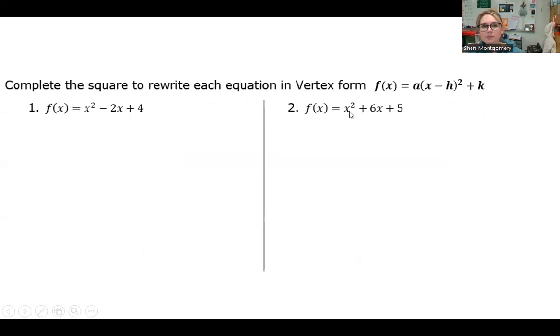So our first two examples, it says complete the square, complete the square. That is how we're going to go from standard to vertex form. We learned how to complete the square to solve quadratics. Today, we're going to complete the square so that we can graph them. So remember, completing the square is when you do b divided by 2, and then you square it.